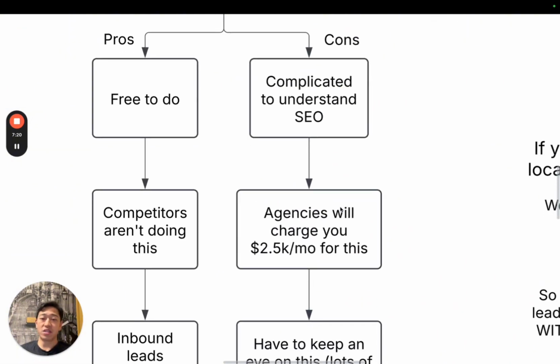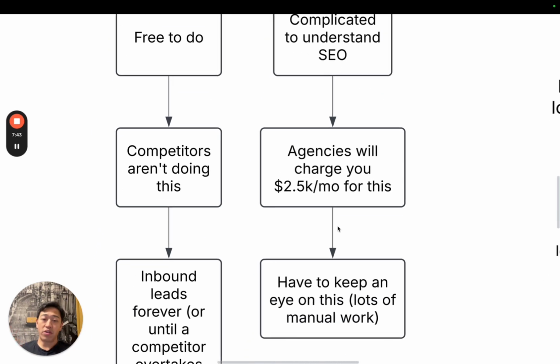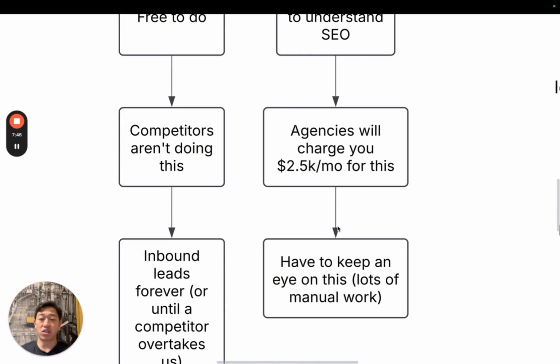But the cons of this is it's definitely complicated to understand all the nuances of SEO. And that's why agencies will approach you and charge $2.5K a month for all of this. However, you can do this all for free. I could show you later how you can do this all for free. But another thing is you do have to keep an eye on this, so it's a lot of manual work. That's why these agencies will charge you $2.5K a month for a 1-year contract, because it's a lot of work to just see what ranking you are. How do I modify the pages? How do I build backlinks? It's all very complicated, but you could do this all yourself if you wanted to.